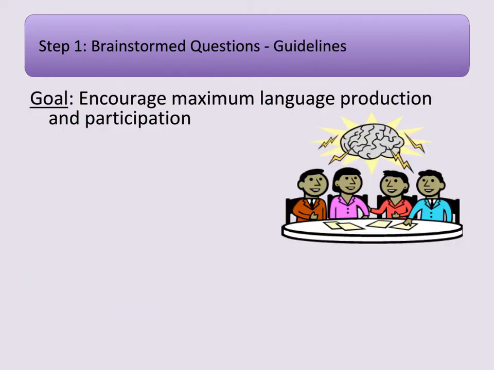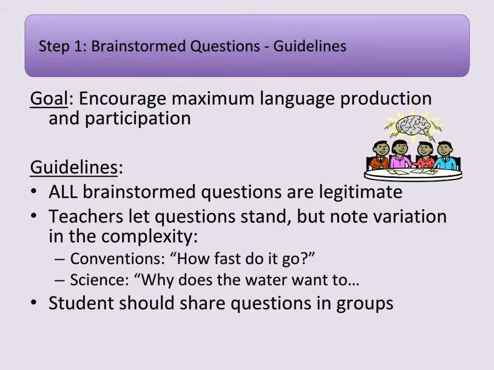Because our goal is to encourage maximum language production and participation, it is preferable to leave the brainstorm questions as they are. Students' questions will reflect their language and content abilities. They might have errors in content, such as personifying the water. Why does the water want to turn? Or errors in language usage, such as an incorrect auxiliary verb. How fast do it go? While the errors can provide information for the teacher, these are issues to notice and address at a later time. For now, the attention should be focused on producing questions based on the observation and sharing them with classmates.